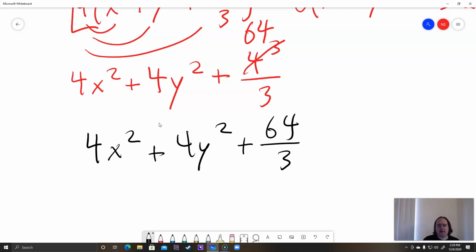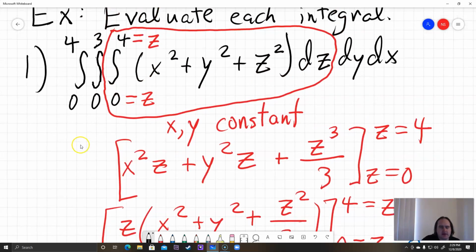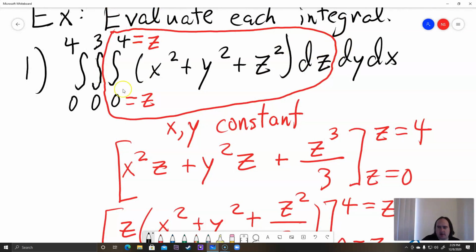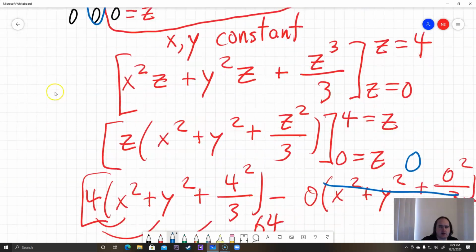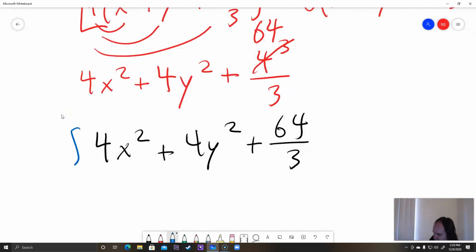And maybe I didn't need to distribute the 4, I don't know. I'm just kind of playing it by ear like I always do. But we've done the innermost integral, so now we're going to do the middle integral. The middle integral is the integral from 0 to 3 dy. That's the one that we're going to be doing next. So the integral from 0 to 3 of this whole thing, dy.